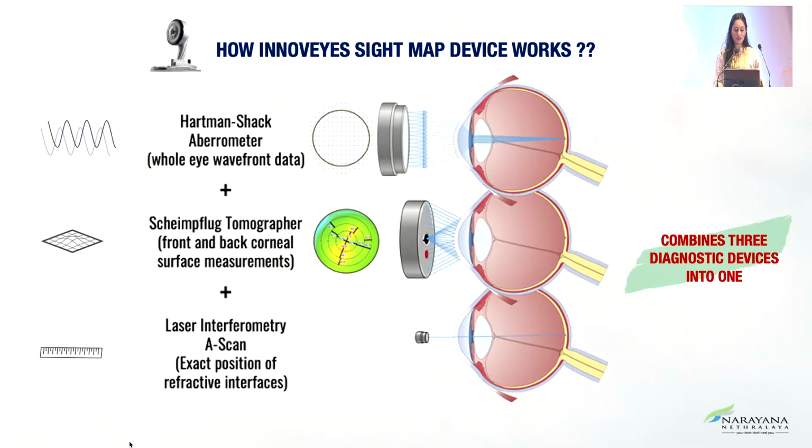How it works is it has the Hartmann-Shack aberrometer, which looks at the whole eye wavefront data. It also takes into consideration the Scheimpflug tomographer data from the front and back corneal surface measurements, and the laser interferometry A-scan, which gives you the exact position of the refractive interfaces of the eye. Combining all of these three devices into one is what the InnoVise Sight Map is.